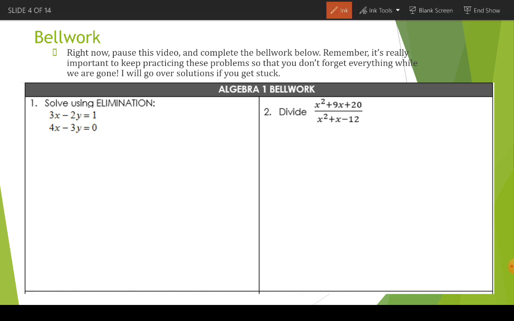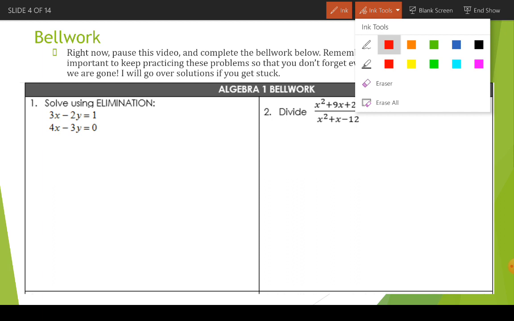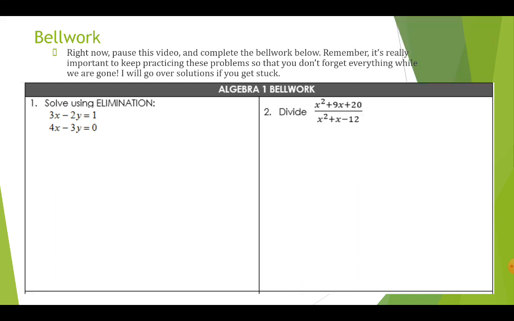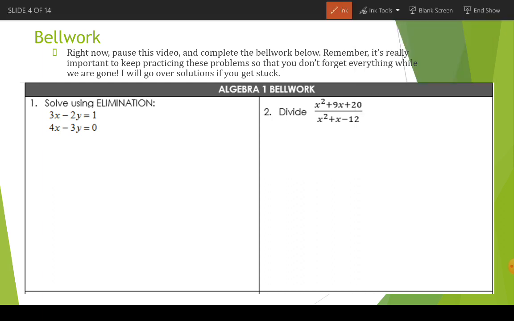All right, so we have solve using elimination. The idea is that we need to either cancel out our x values or our y values. It's up to us. Okay, so let's go ahead and cancel out our x values. Currently I have a 3x and a 4x. I need those to become the same number with the opposite sign.